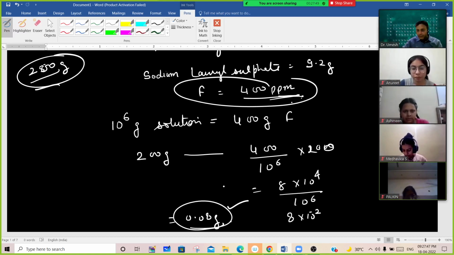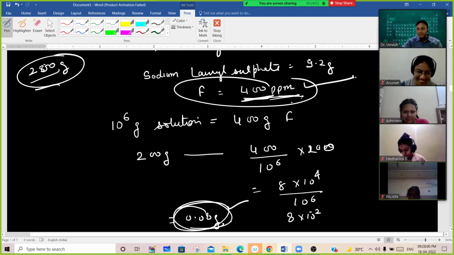Right? But only to satisfy the common man, if by mistake they read the composition, they should not feel that it is too less. They will feel, oh, 400 ppm is very good. Big amount. You got it now? Yes, sir.